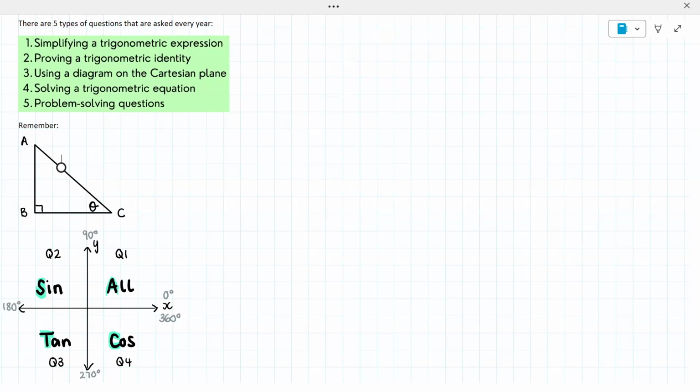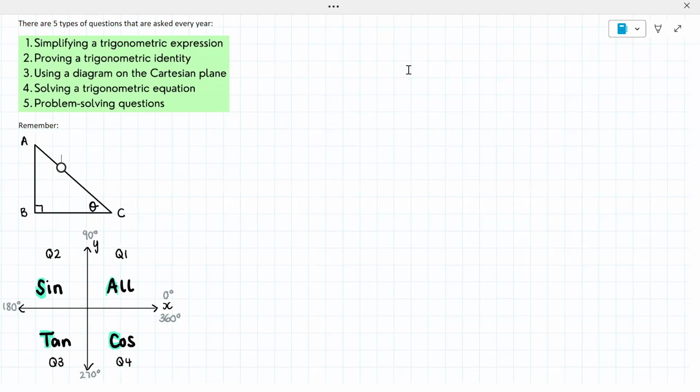Third type of question is using a diagram on the Cartesian plane. This is really, really important because often what we do is we forget to draw the diagram and then we make our lives hard. Okay, there's no reason to make your life hard. Once you have a diagram, things are actually a lot easier. We will do more of these as we start with the grade 12 stuff. But that's the third type of question.